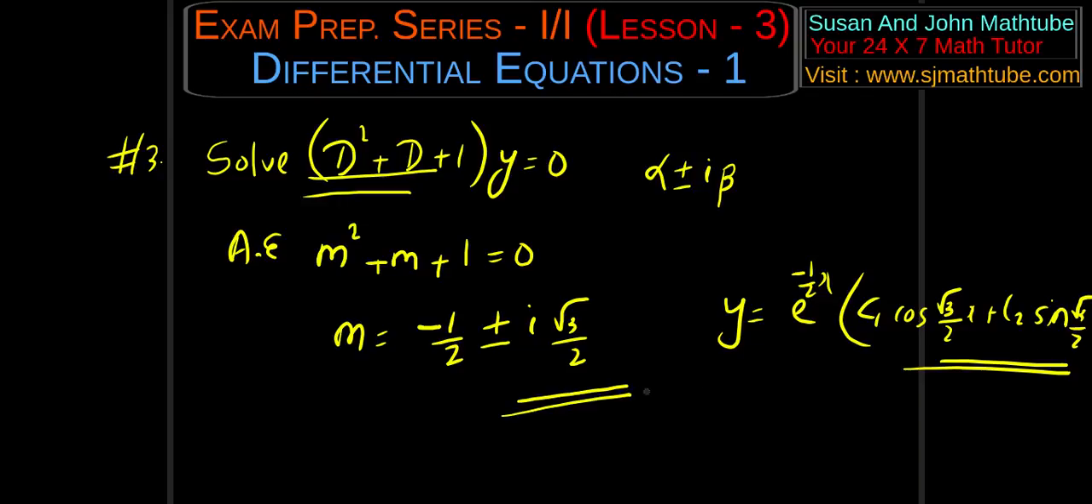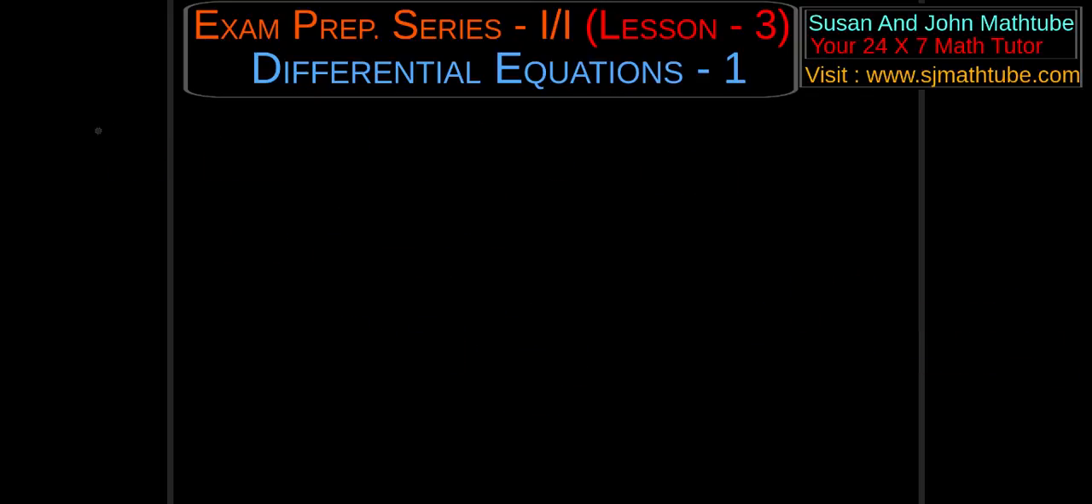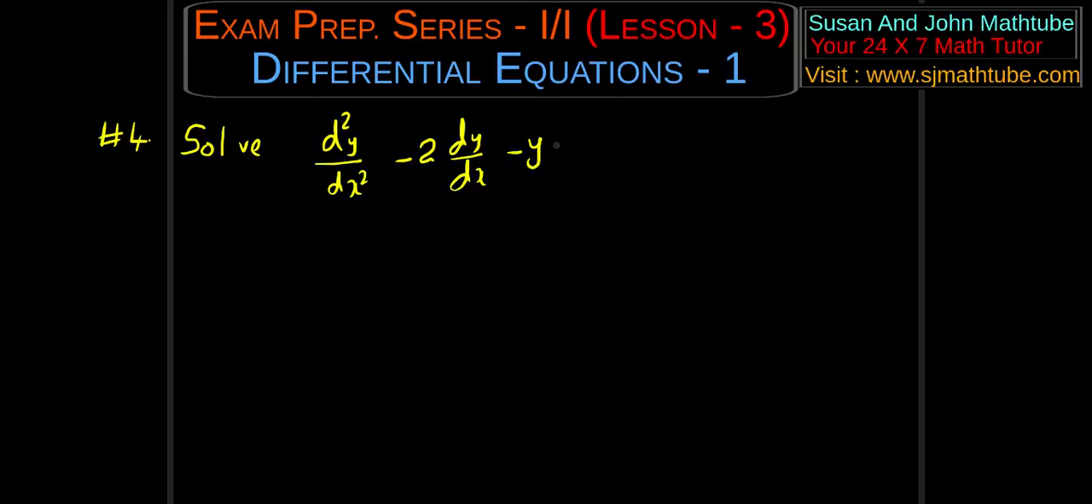So that's it. That's all we have to do in type 0. Now let's do one more problem, because I have seen many students getting confused with this particular question. So please write, solve the differential equation d square y by dx square minus 2 dy by dx minus y is equal to 0.